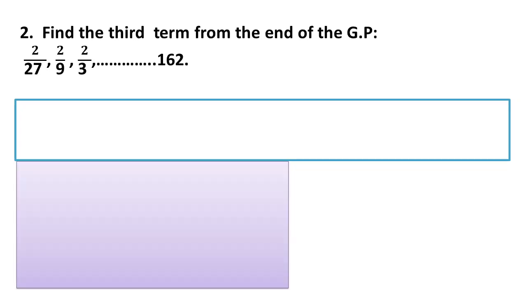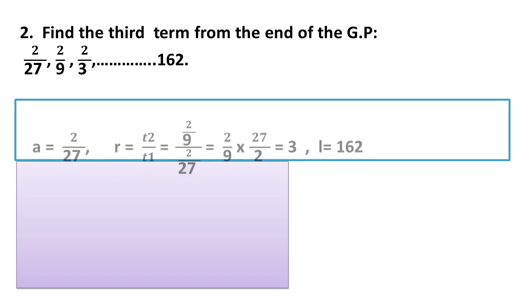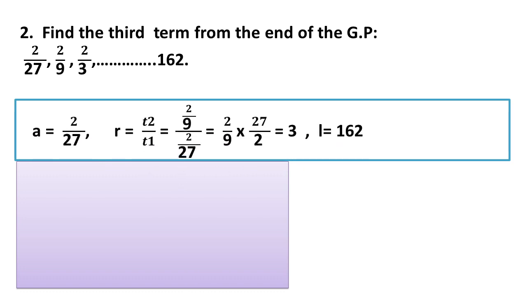Question number 2. Find the third term from the end of the GP 2 by 27, 2 by 9, 2 by 3, and the last term is 162. Similar type of problem. List out the given terms. A is 2 by 27. Common ratio is calculated as 2 by 9 divided by 2 by 27. Hence, the common ratio results as 3. And the last term is 162.